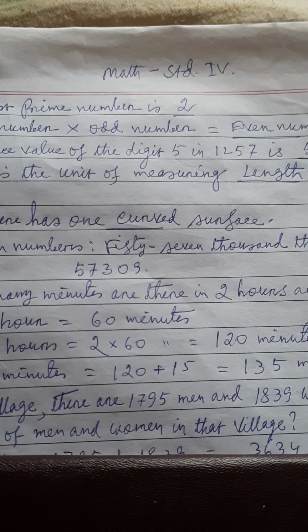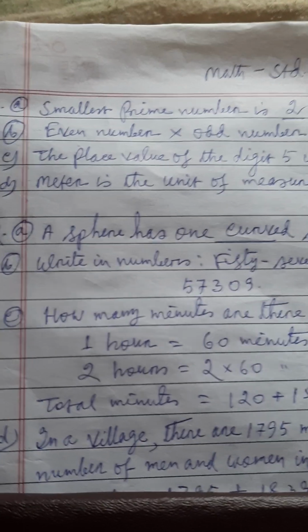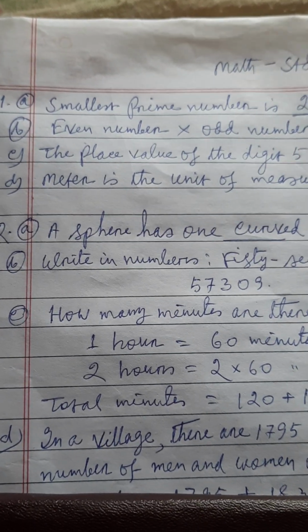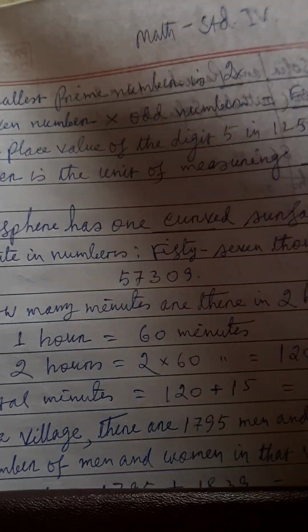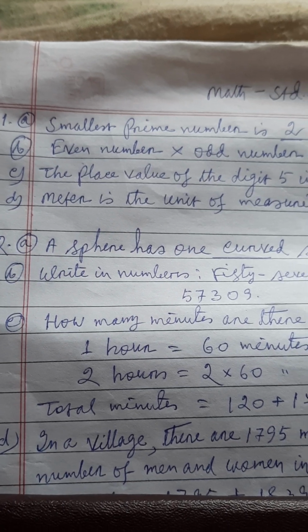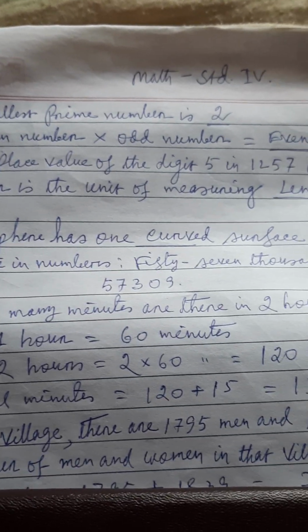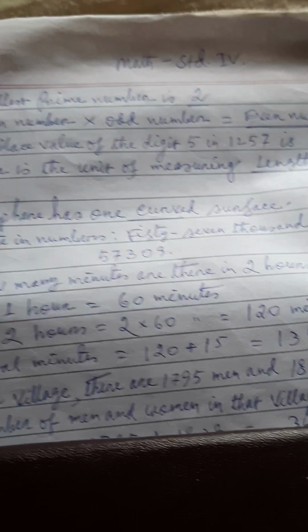Mathematical problems solution of standard 4. Question number 1a. Smallest prime number is 2. Question number b. Even number into odd number is equal to even number.